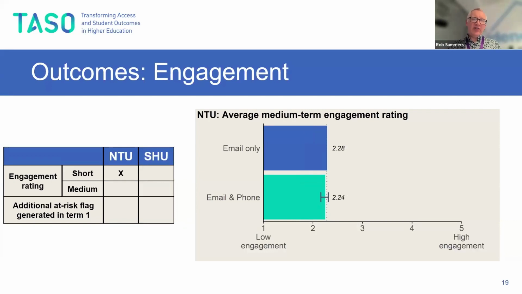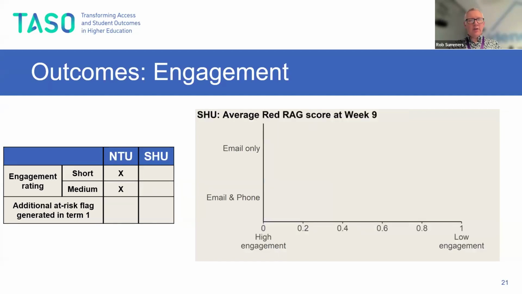When we look at the medium-term engagement rating, which was measured over the first 4 weeks of the second term, although we find engagement overall is higher, again, there is no difference between the two interventions in terms of their engagement rating. So our medium-term engagement rating, again, no difference. There's no difference in outcomes.